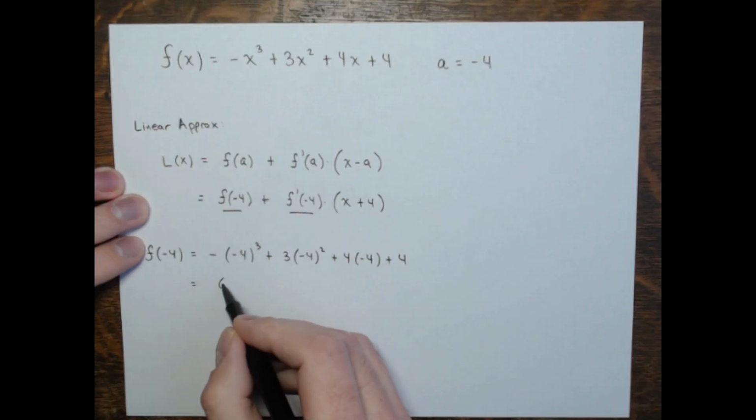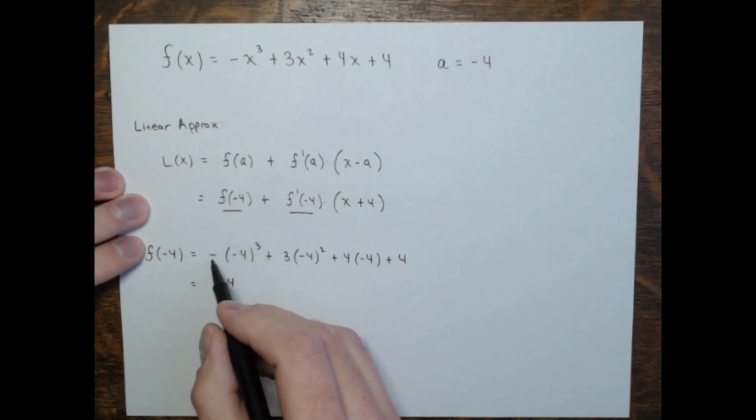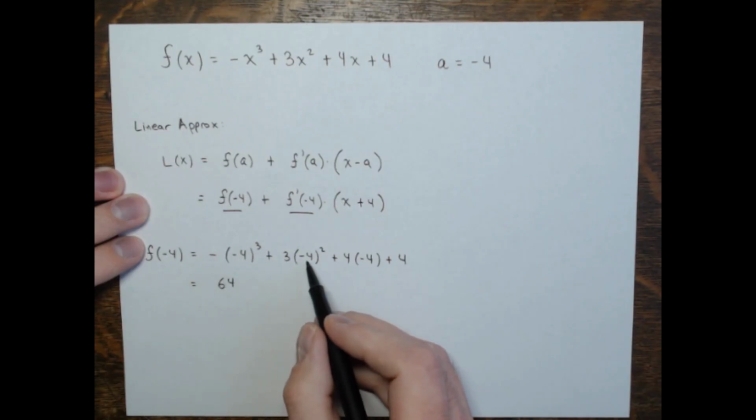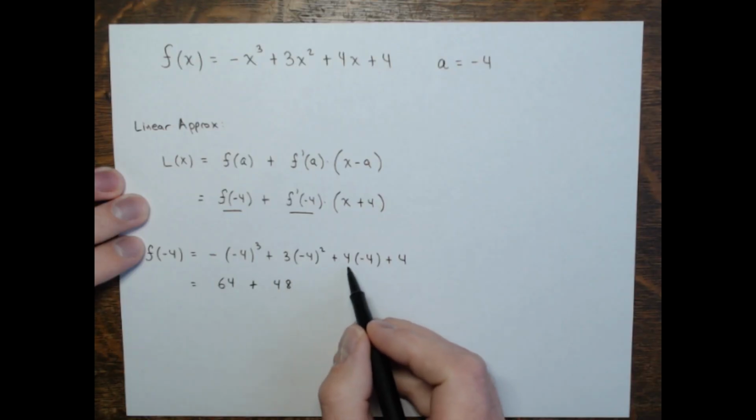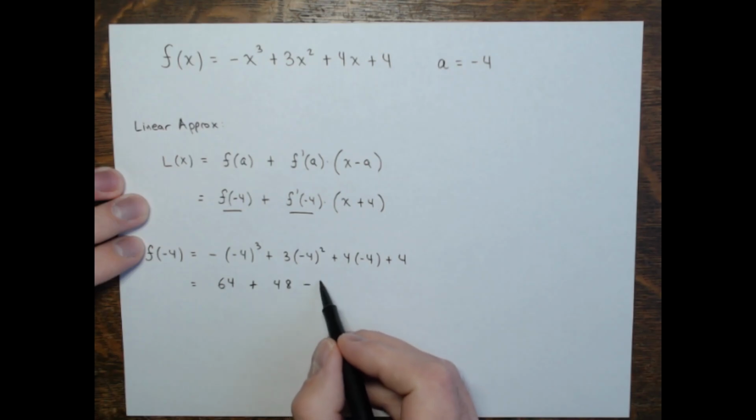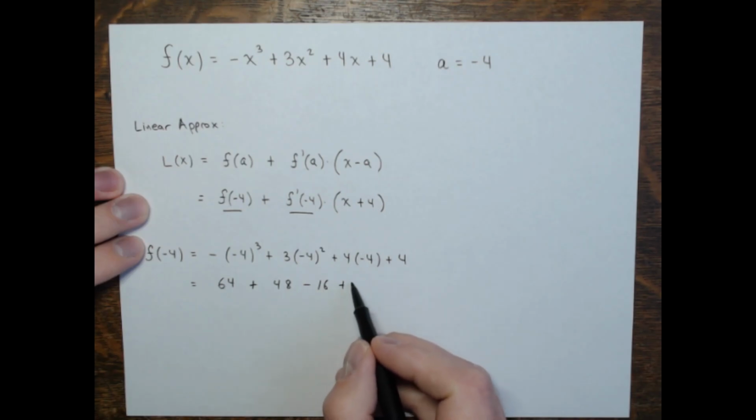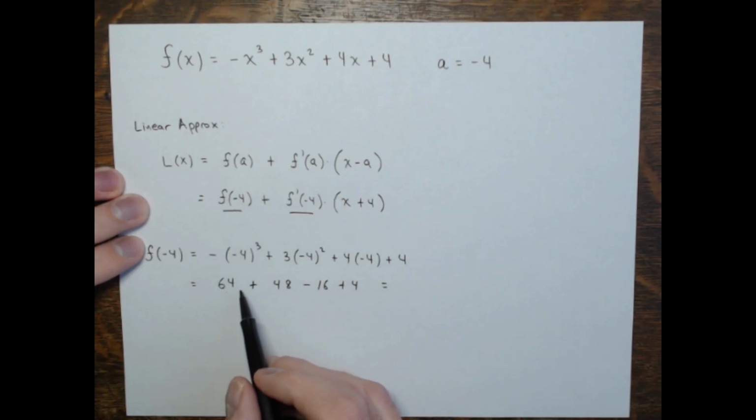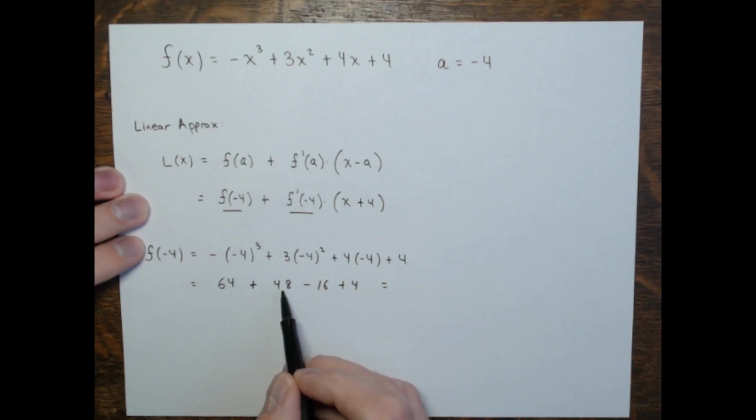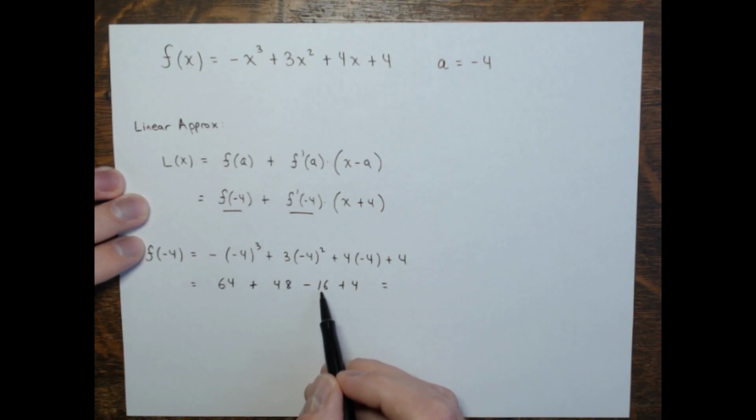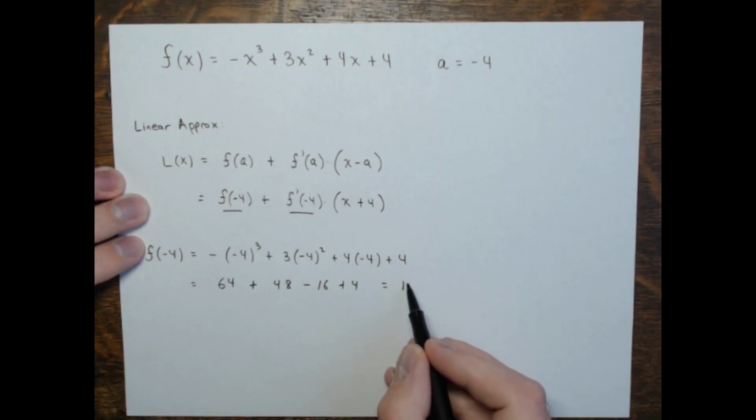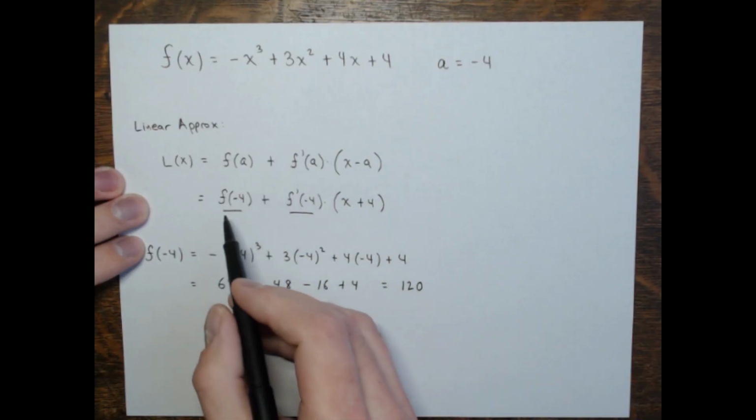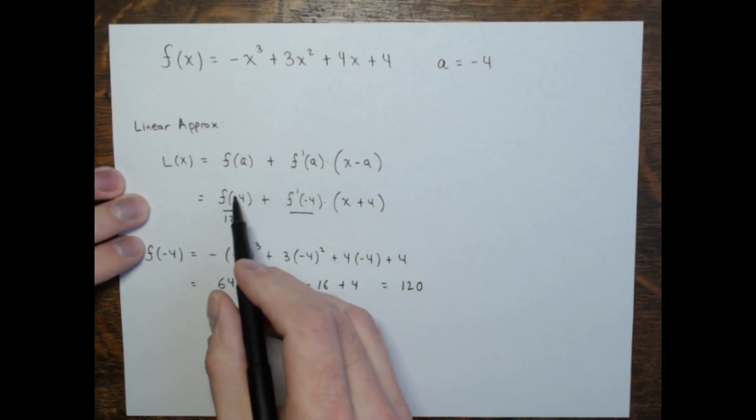So this is positive 64, right? This would be negative 64, but then you've got the opposite of it. Then plus 48, right? 3 times 16, but then minus 16, and then plus 4 at the end here. All right, so all told, that's 120, 132 minus 16 would be 116 plus 4, 120. Okay, so this is 120 in this first term.